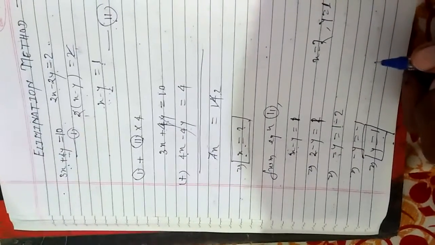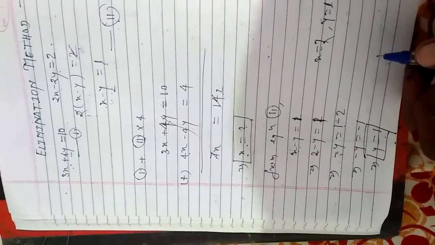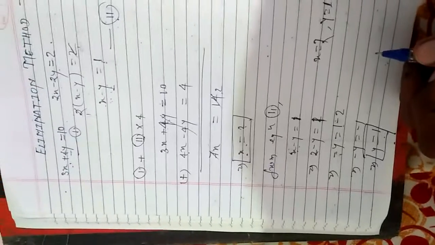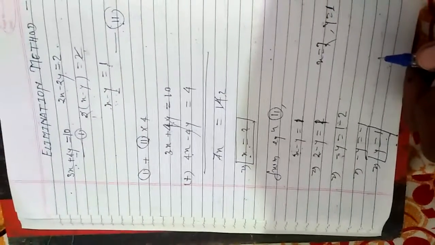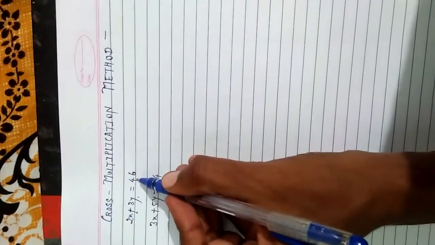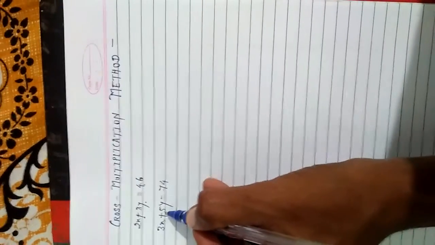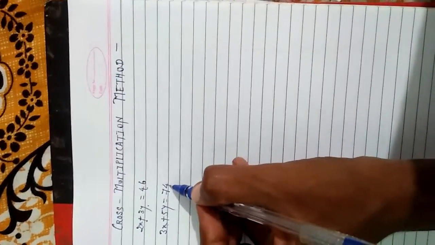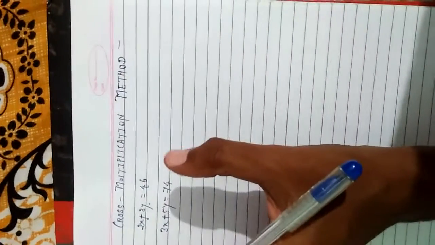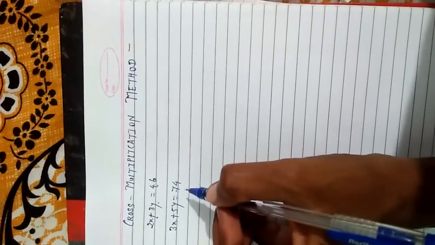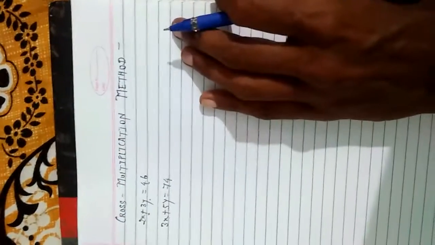You can solve this question; this is a very simple question, so you can use the elimination method. Now we are going to the next one, the cross multiplication method. Now we are going to solve another question, which is 2x plus 3y equals 46 and 3x plus 5y equals 74. This question we have to solve by the cross multiplication method.